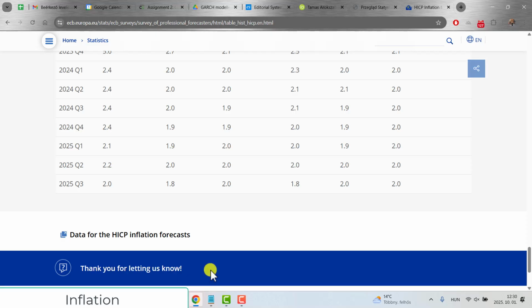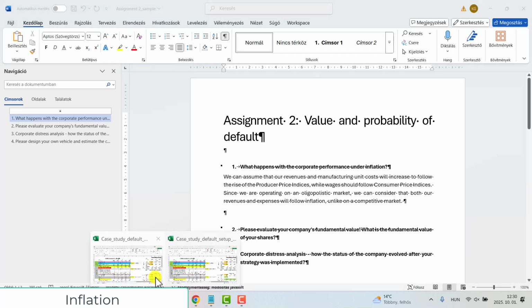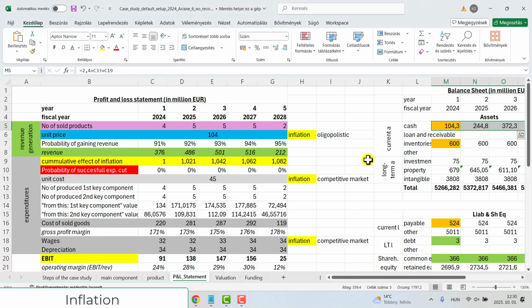Are you happy with this page? Yes, I'm happy with this page. Someone should have higher salaries because of this.